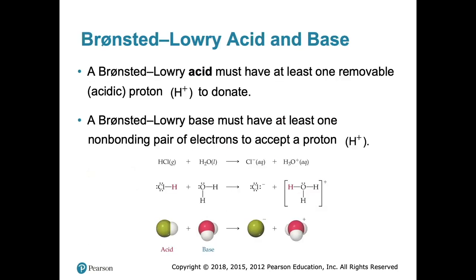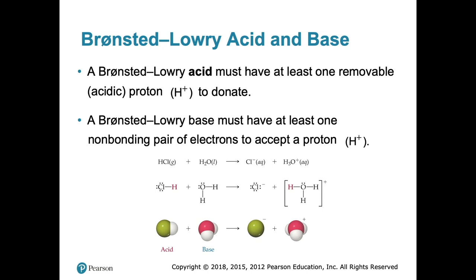But anyway, let's talk in more detail about the Bronsted-Lowry acid bases. An acid must have at least one removable proton, one acidic proton, to donate. And a Bronsted-Lowry base must have one non-bonding pair of electrons to accept a proton.